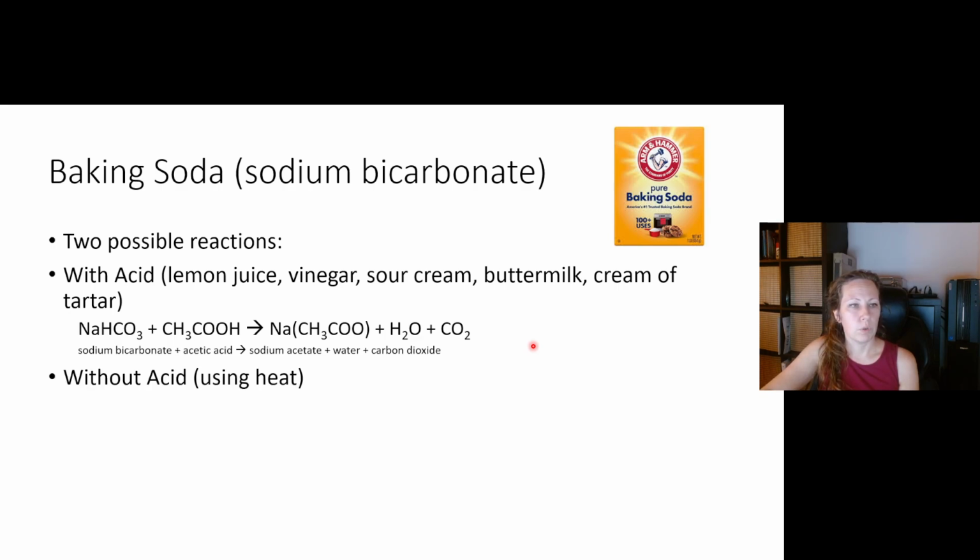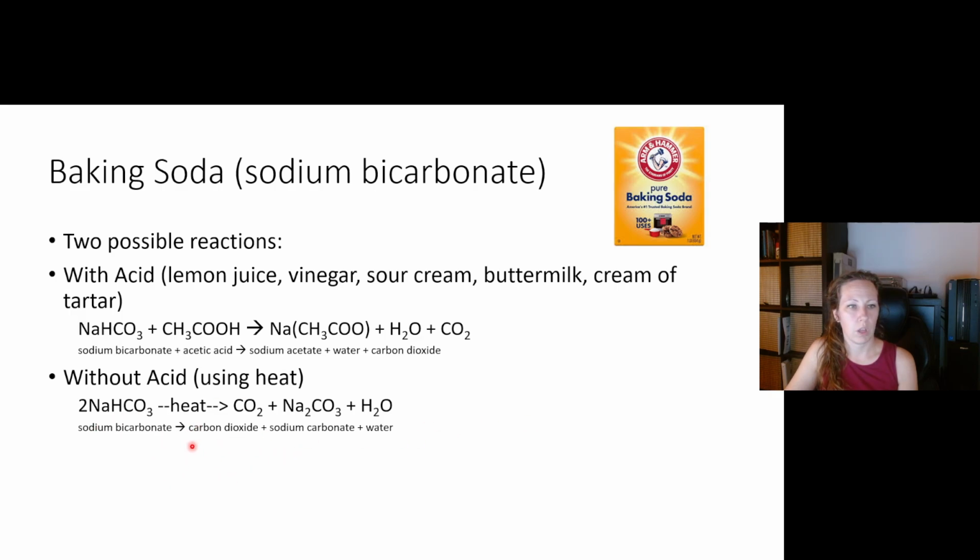Now, you can also use baking soda without acid, because it does also have a reaction that produces CO2 with just using heat. So here we have sodium bicarbonate, we've heated it, and it reacts to form carbon dioxide, sodium carbonate, so instead of sodium bicarbonate, it's sodium carbonate, and water.